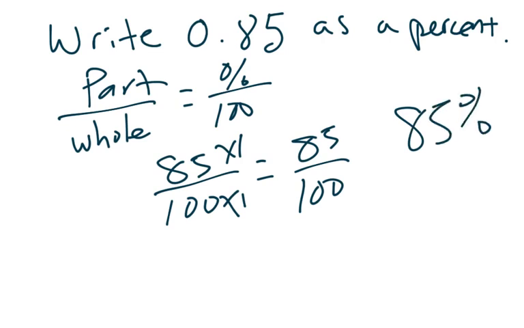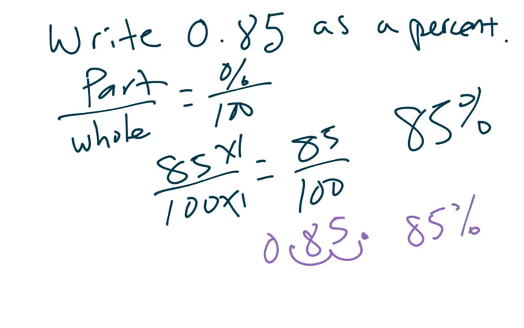What we also can do is take 85 hundredths and multiply that by 100. 1, 2, to get 85%. Either way works as long as you show your work.